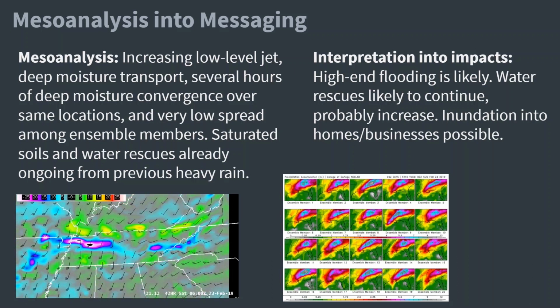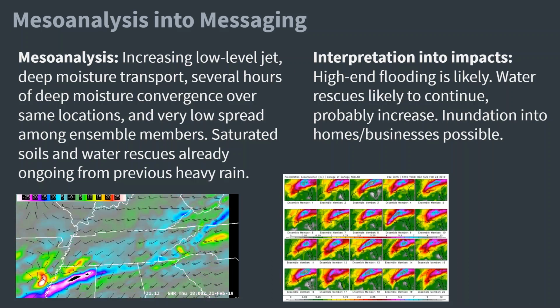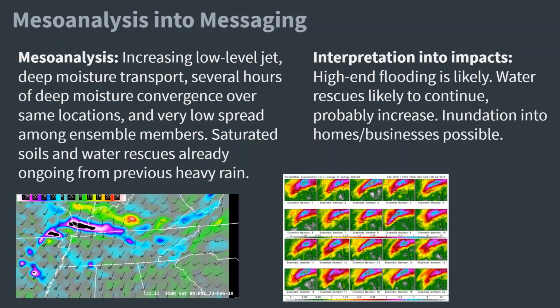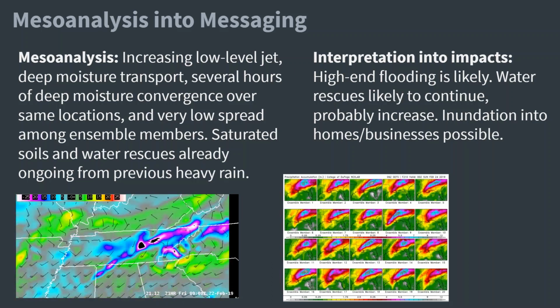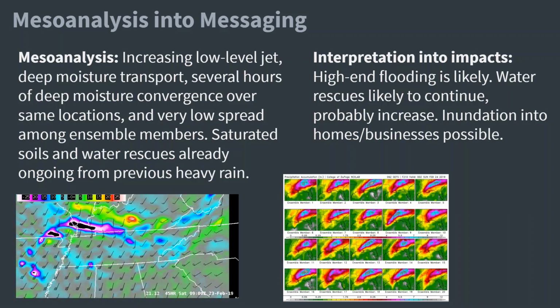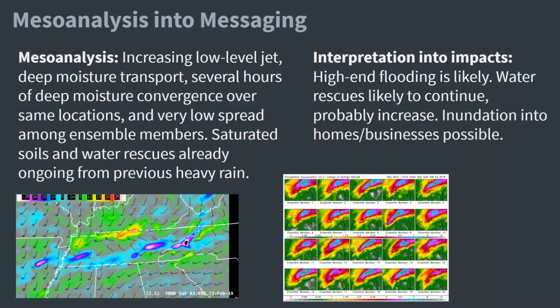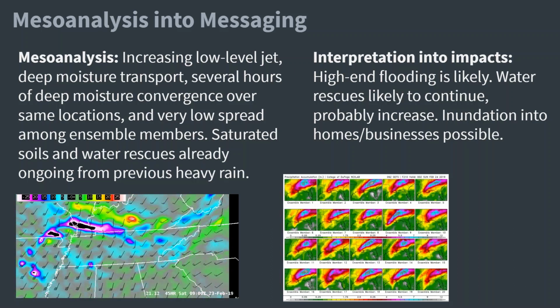I know it's hard to see, but basically when you're looking at bright pinks and blues and whites from every single ensemble member, in this case showing the potential for anywhere from 4 to 7 to 8 inches of rain from every single member, that can then start factoring into your messaging because it's more likely. It's not maybe not possible, but it's likely.